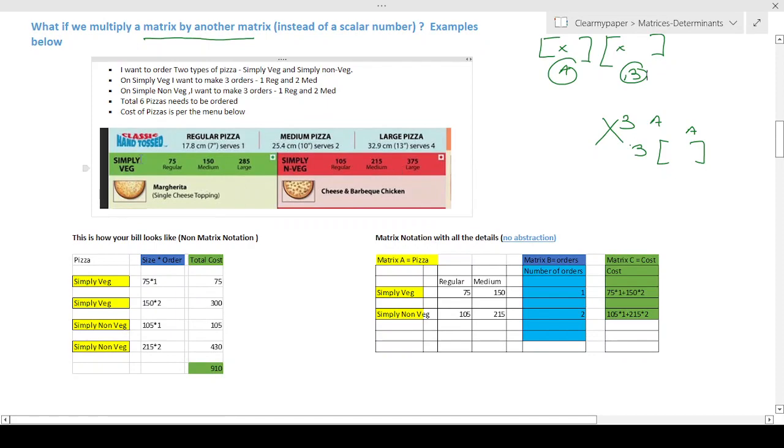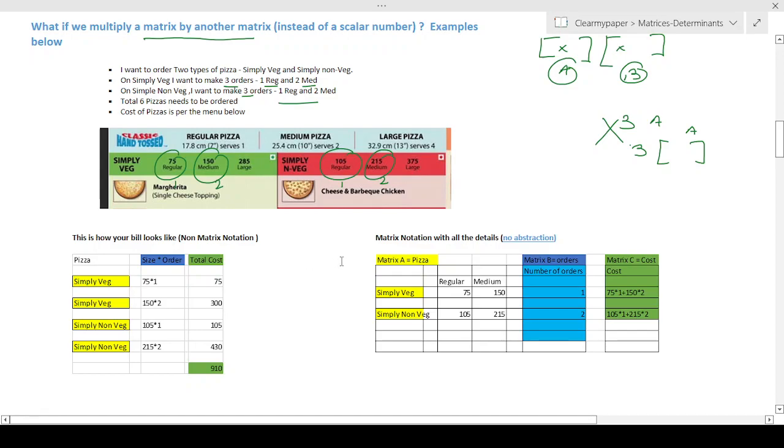This snapshot, I copied it from Domino's. I like Domino's more than Pizza Hut. So let's say I want to order two types of pizza: one is veggie and the other is non-veg. On the veg side I want to make 3 orders, and on the non-veg side I want to make 3 orders. So 3 orders on veg, 1 regular and 2 medium, and on the non-veg side again 3 orders of the same thing, 1 regular and 2 medium. This is what I want to order, and I'm going to order it.